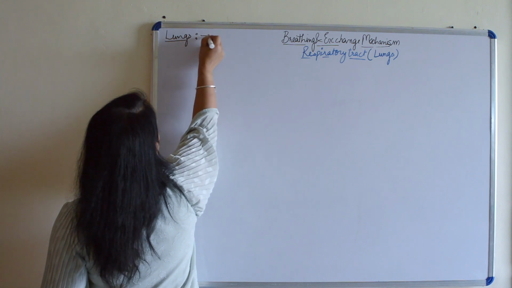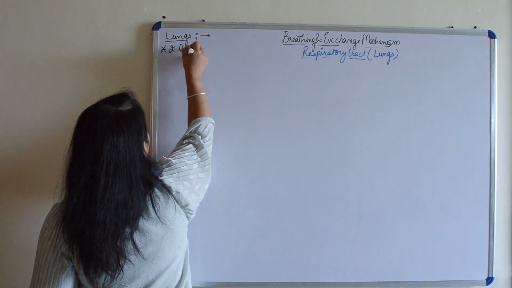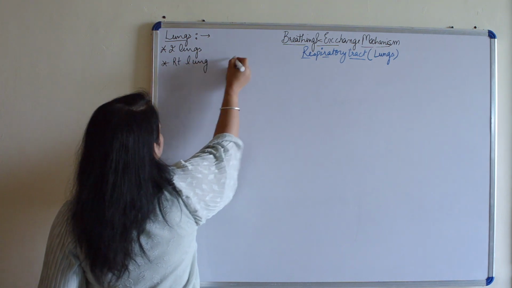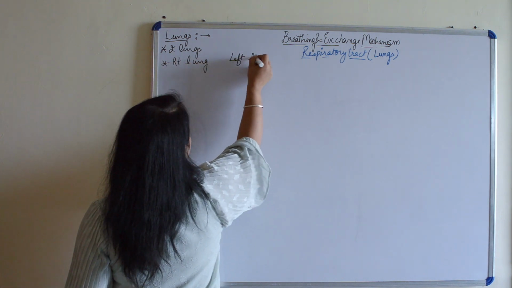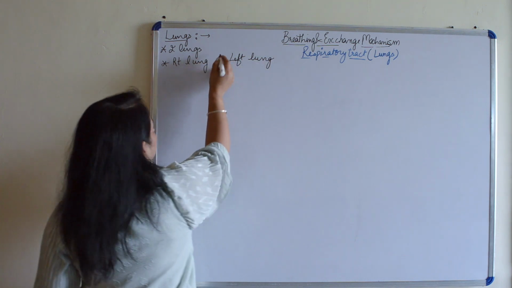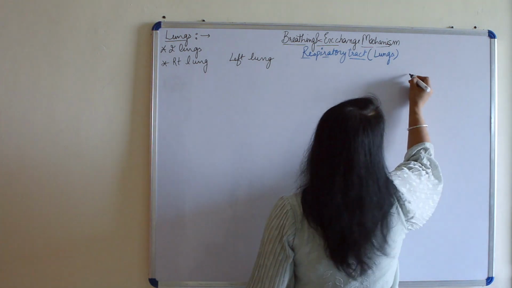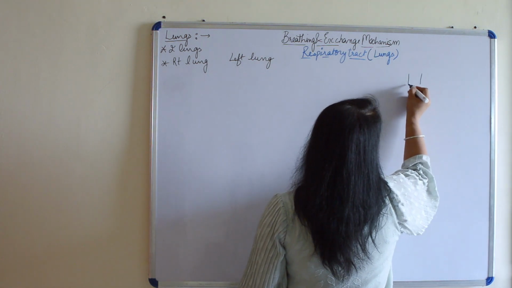there are two lungs, we all know, the right lung and the left lung. We will demarcate and write the differences between them, but before that we'll quickly make a diagram so that things are more clear to us.